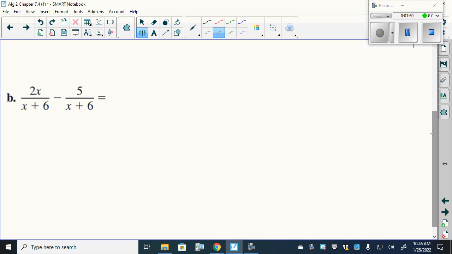So we have 2x over x plus 6 minus 5 over x plus 6. Well, since the denominators are the same, here we can subtract the numerators. So we would be taking 2x minus 5. Well, we need to see if we can simplify or factor the numerator at all. And well, 2x minus 5, there's no greatest common factor.